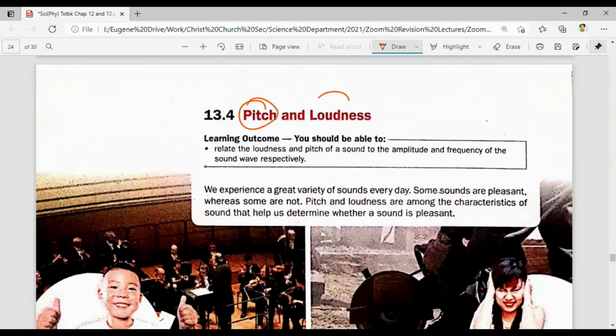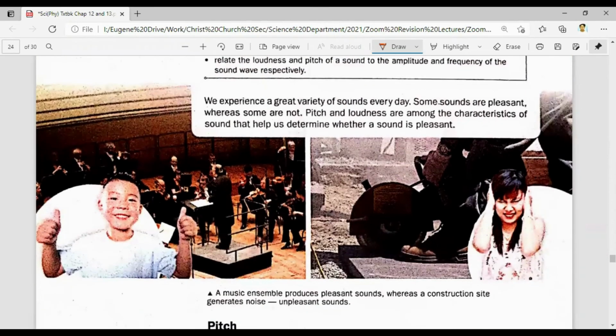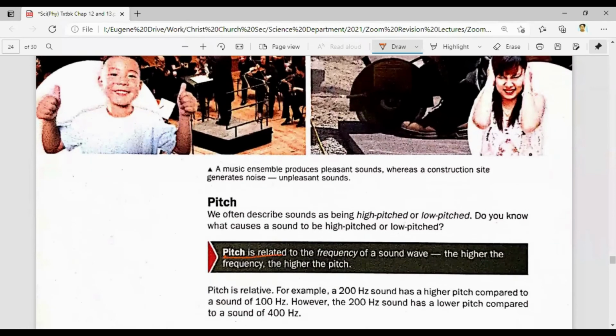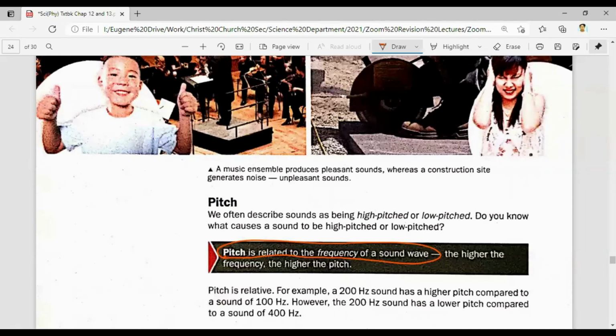We talk about pitch, we talk about loudness. So how are pitch and loudness of sound related to the things we are learning about waves? Pitch is related to the frequency of a sound. High pitch and low pitch are linked to high frequency and low frequency. High pitch also means high frequency. Low pitch also means low frequency. So do take note of this.